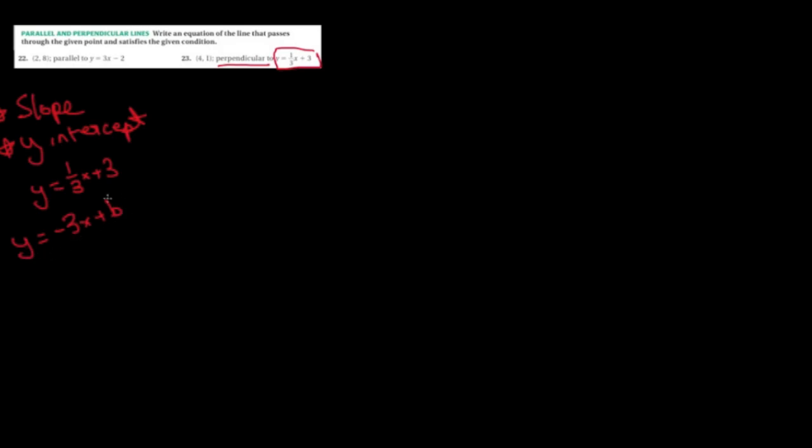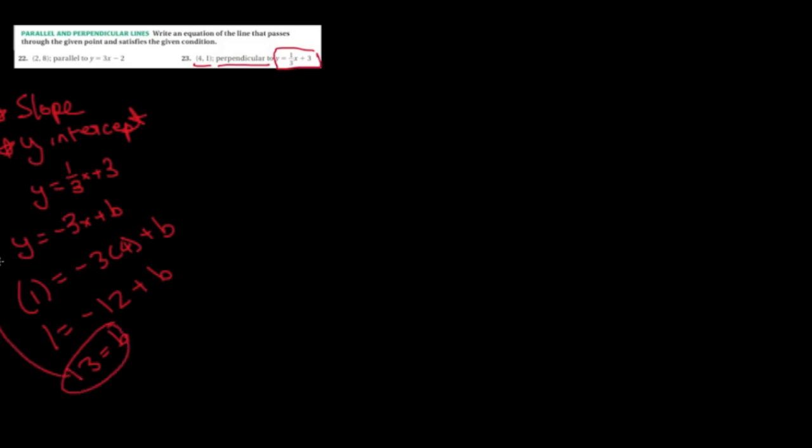Now we just need to fill in for the b, and again, conveniently they've given us a coordinate here. So once again, we're just going to plug in 1 is equal to -3 times 4 plus b. So 1 is equal to -12 plus b, and 13 is going to be our b here. So again, now if we were to plug this back in over here, we would get our final answer.